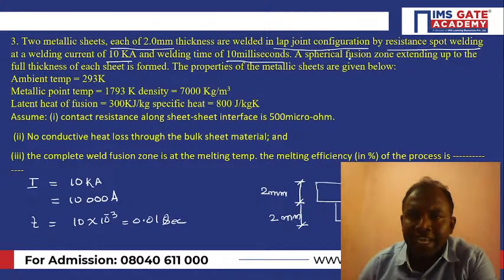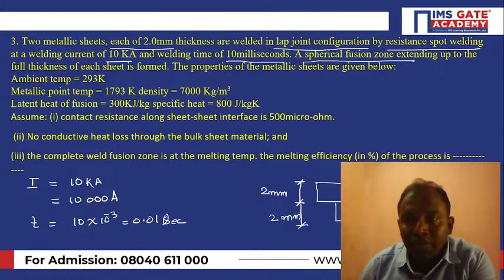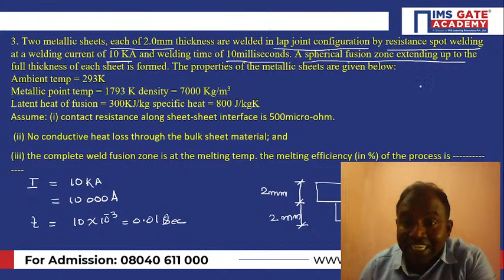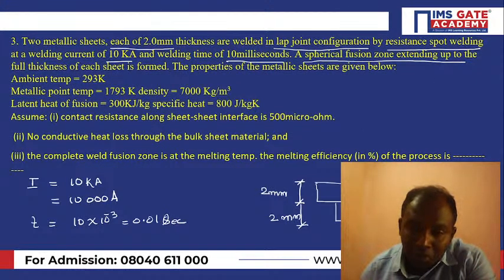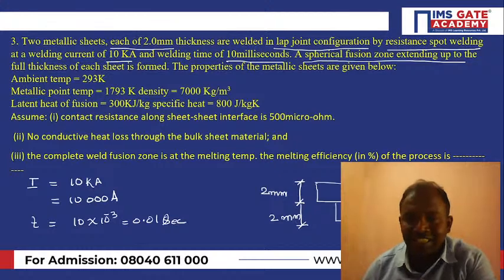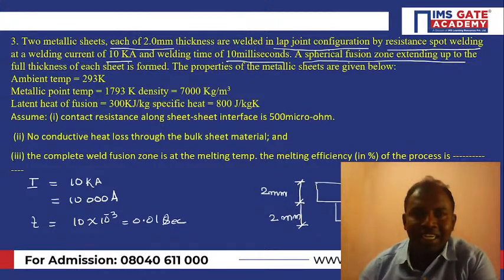All right, now a spherical fusion zone extending up to full thickness of each sheet. That means the spot shape is a spherical shape and it is extending up to full thickness of each sheet, so that my spot will be a spherical shape, isn't it? So this is the spot generated.